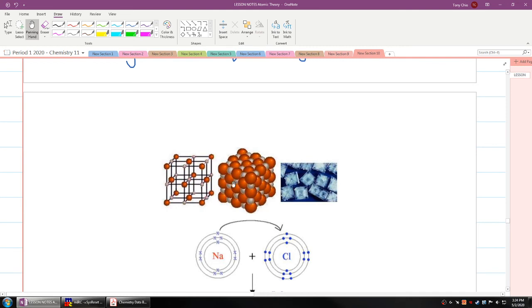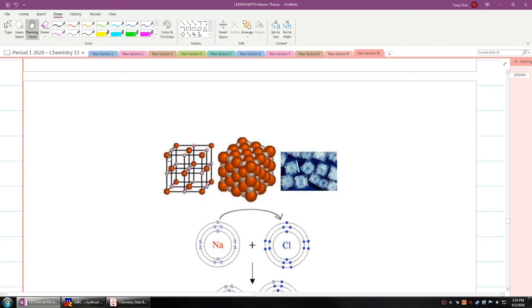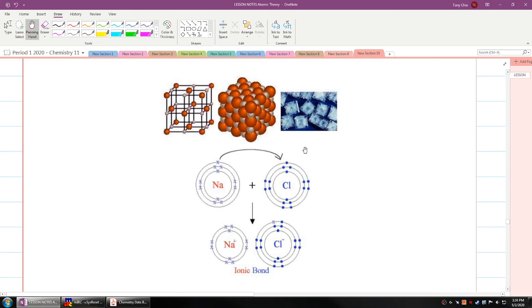So it forms these crystal lattices of alternating arrangements of elements. Now what we're going to see a lot of times is we're going to get larger elements and smaller elements. In this case you have a crystal forming. So this is showing you what happens when sodium and chlorine come together. There's a transfer of electrons.